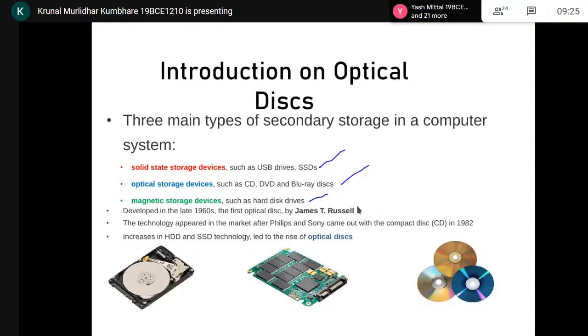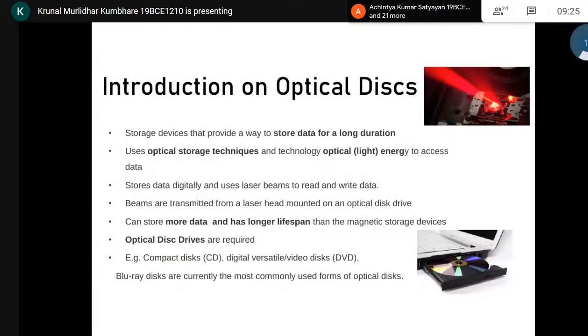Optical disks and drives were first developed in the late 1960s by James Russell. Here we use the optical storage technique. Our data is stored in digital format and laser beams are used to access the data in the disk. The beams are transmitted from the laser head, which is mounted on the optical disk drive, to the optical disk. In an optical disk we can store more data and it has a much longer lifespan than traditional magnetic storage devices. To use the optical disk on our laptops or desktops, we require optical disk drives. Examples of optical disks are CDs, which were used quite early, and the modern day DVDs and the Blu-ray discs, which are trending now.